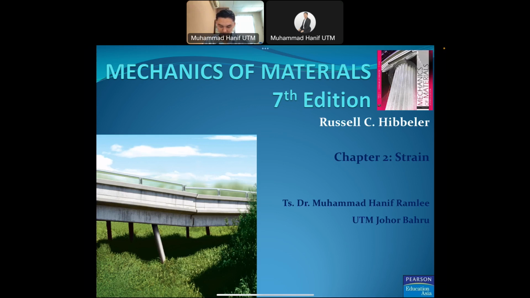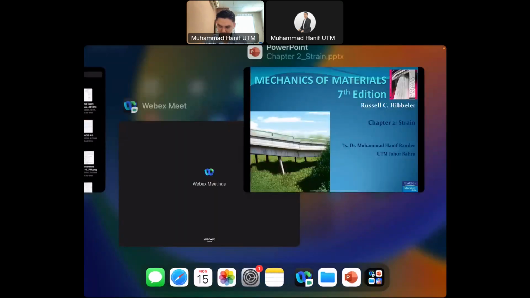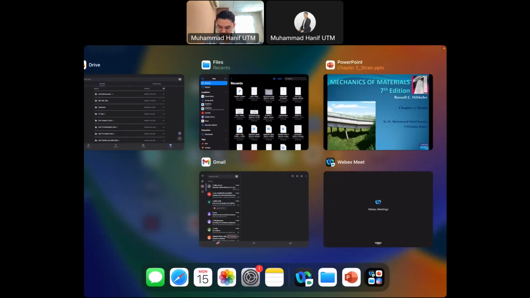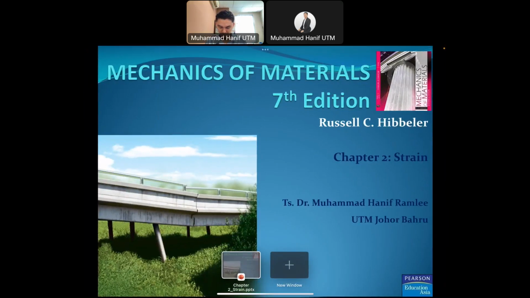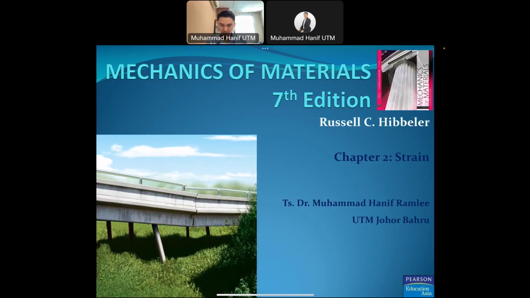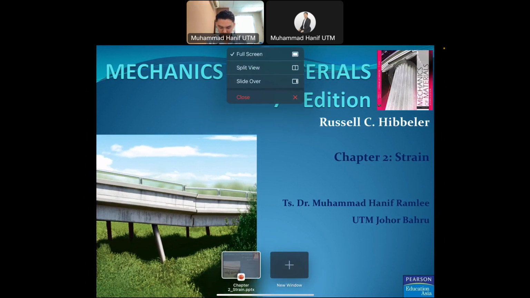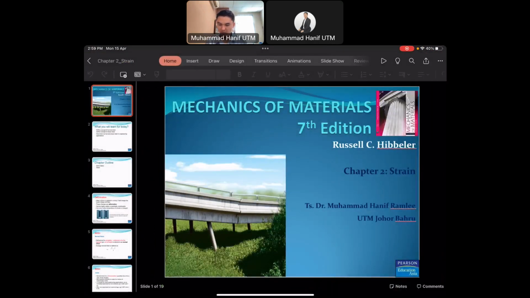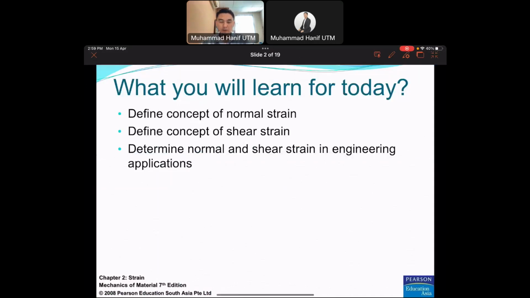Oops, why can't this be moved? What happened? Oh, it is lagging. So I can move my presentation slide. Let me try to fix this first. Okay, so we move to the next slide.